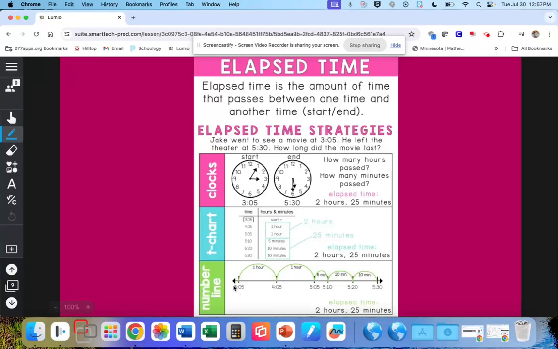So if we start at 3:05, we get 1 hour to 4:05, another hour to 5:05, 5 minutes to 5:10, 10 minutes to 5:20, and another 10 minutes to 5:30. So our elapsed time is 2 hours and 25 minutes. We would start at 3:05 and end at 5:30.